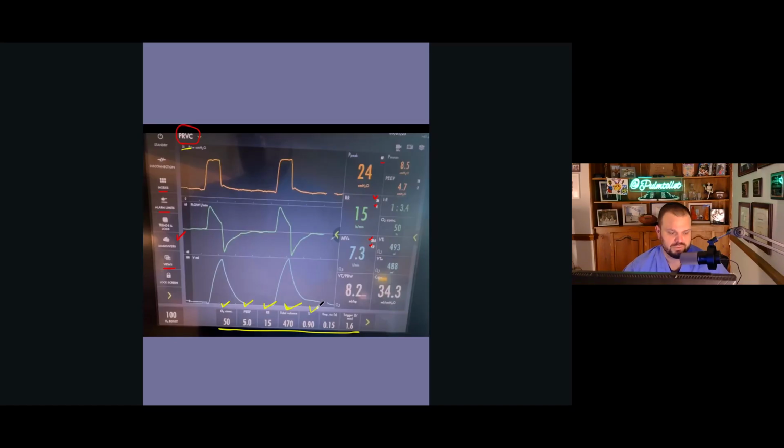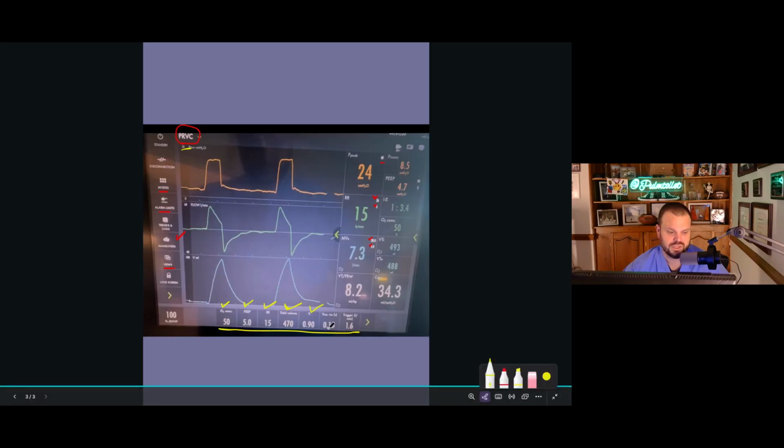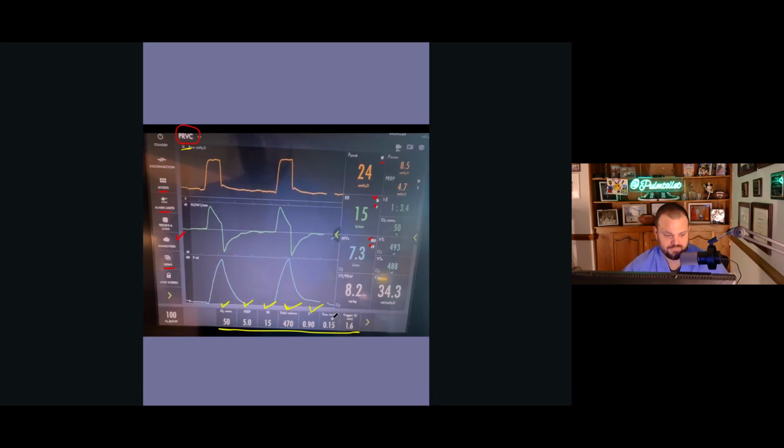So this is your inspiratory time, because remember in PRVC, since it's a pressure mode, we're setting an inspiratory time. This is your rise time, so how fast the pressure will rise. So you can imagine here versus going straight up. It's a little bit different of a rise time. So this rise time is 0.15 seconds, so how long it takes to get to the peak.